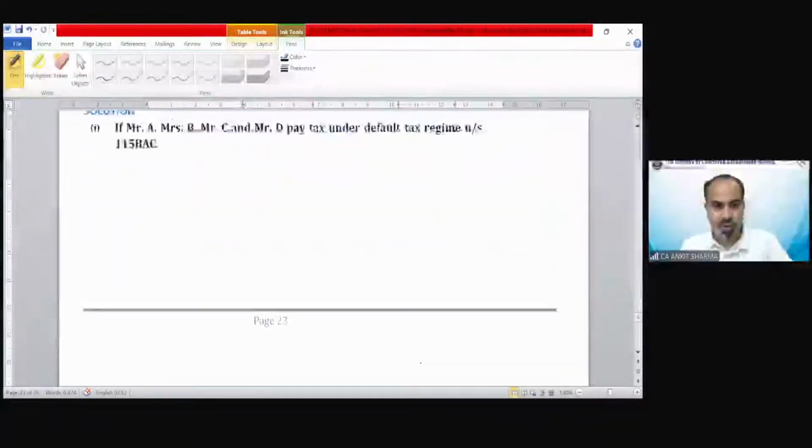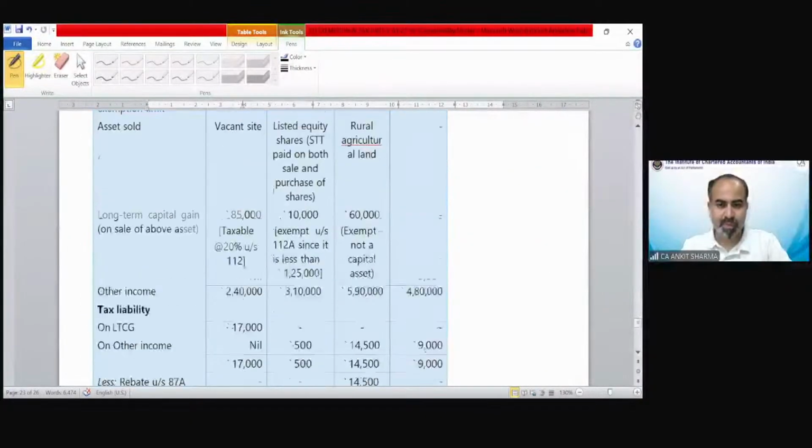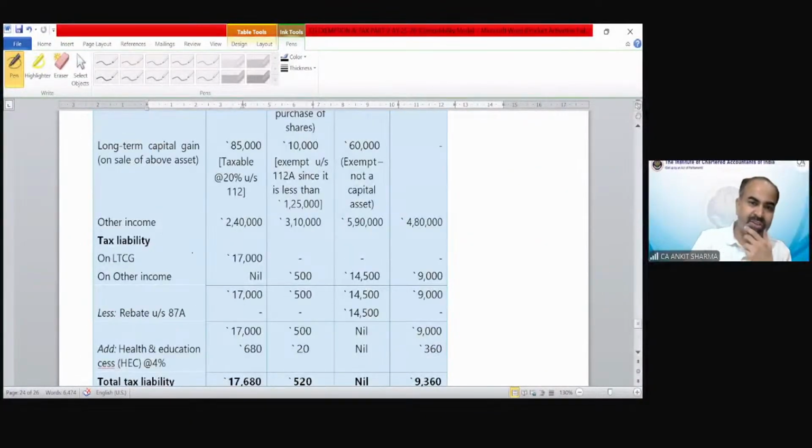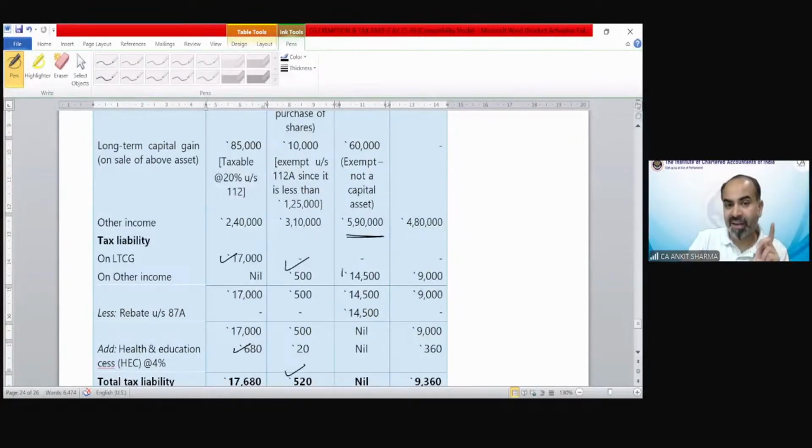So here's a solution also. You can see first case 17,000, 680, 500, 520. Third case 590. The tax would be 5%. It's 14,500. Rebate is up to 25,000 or the amount of tax, whichever is lower. So tax liability would be nil.